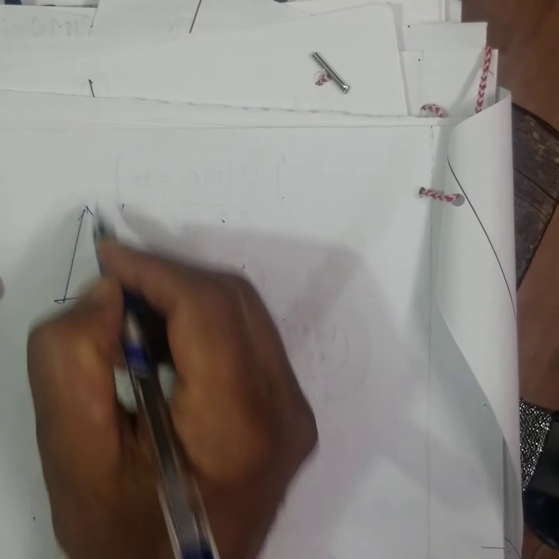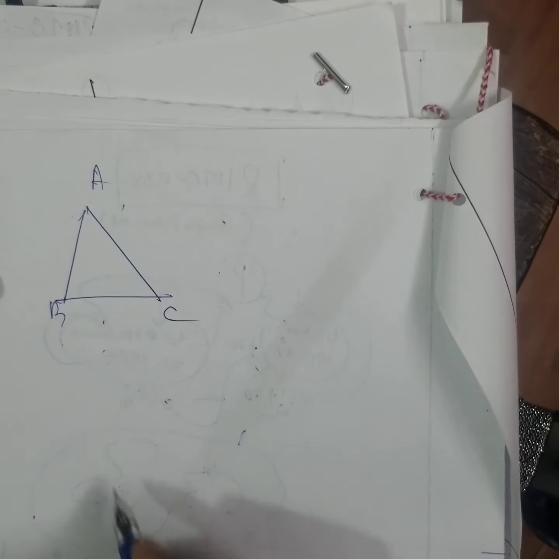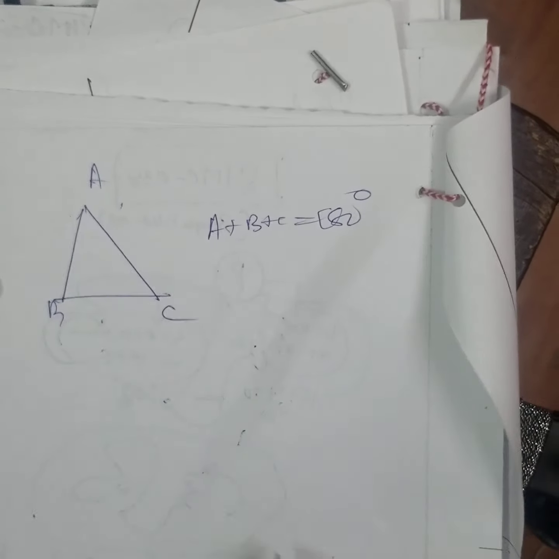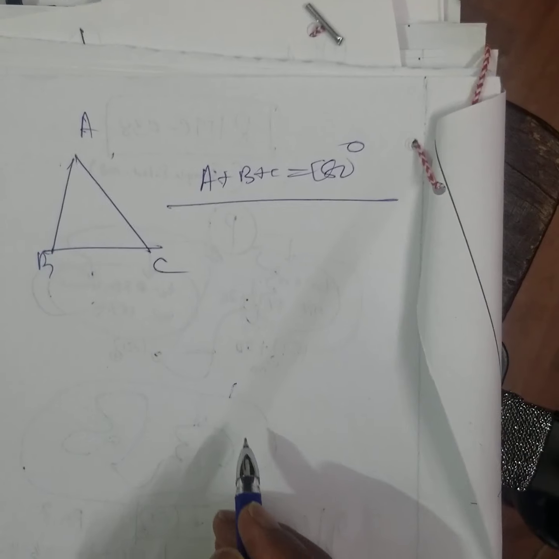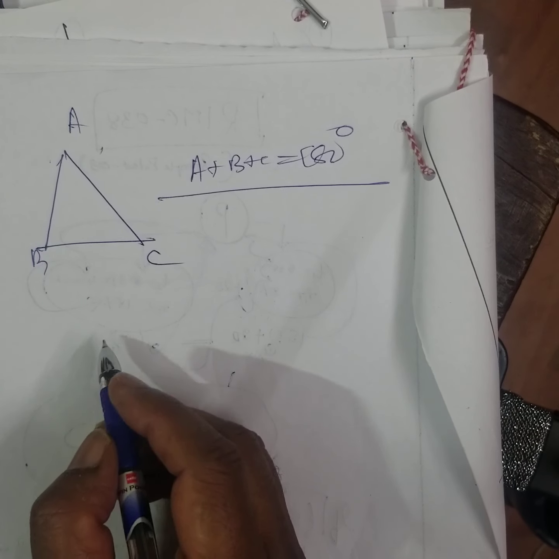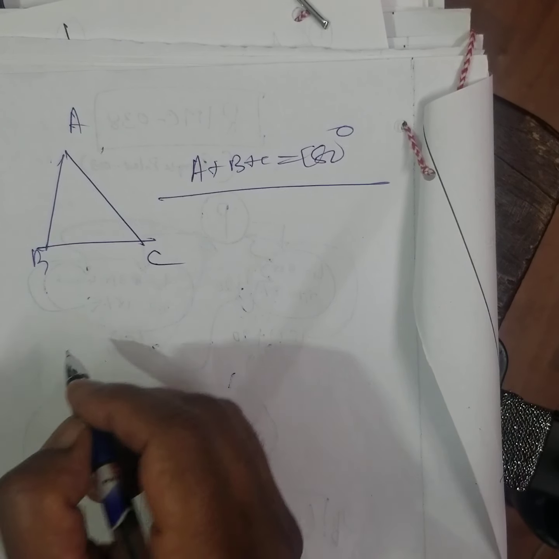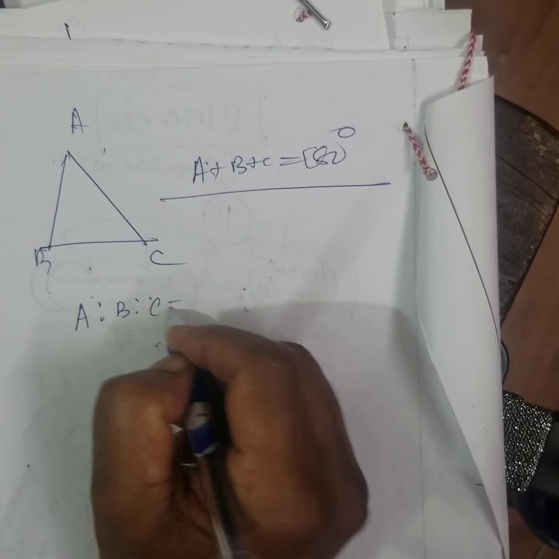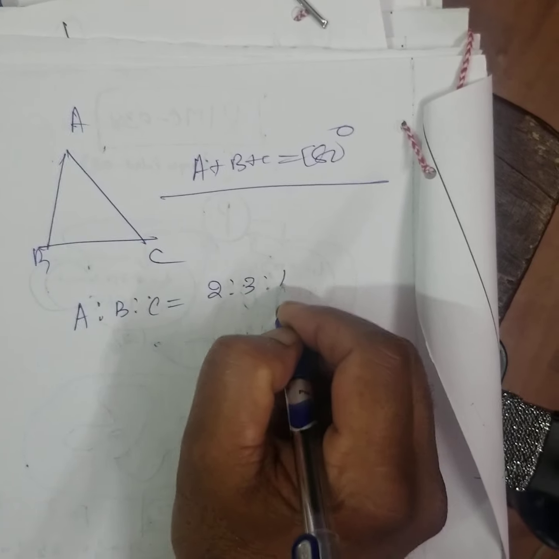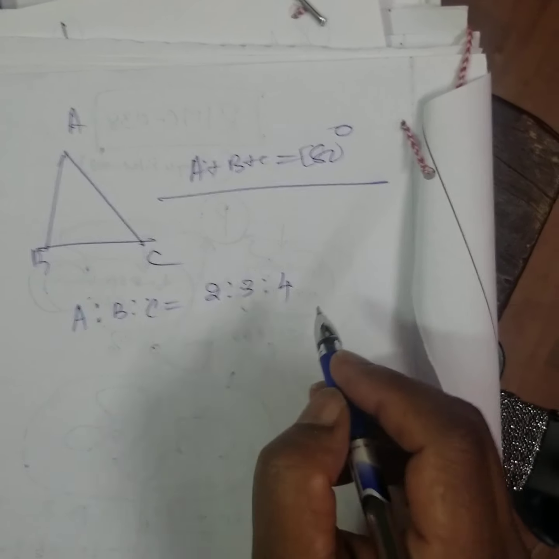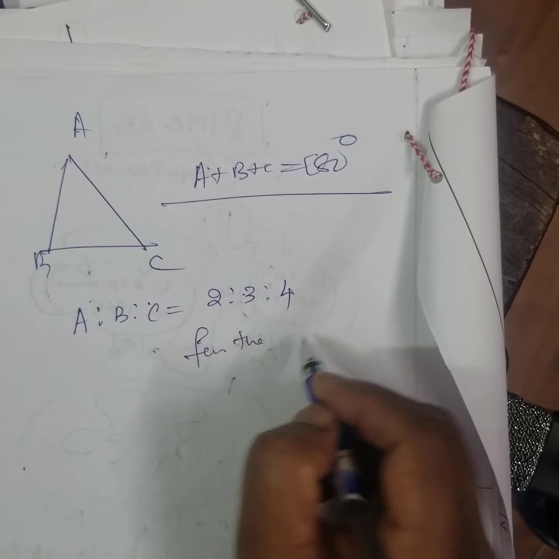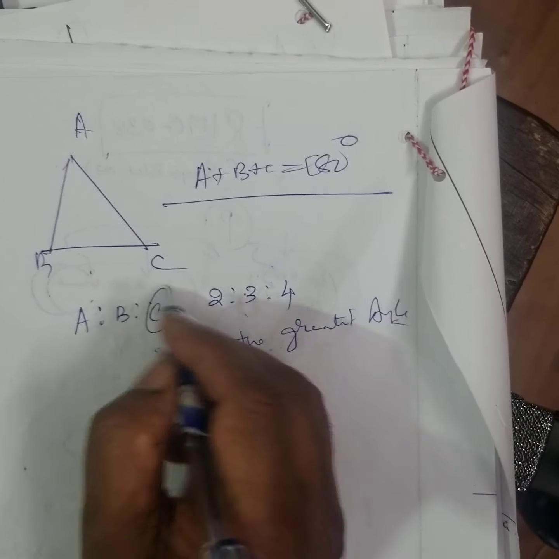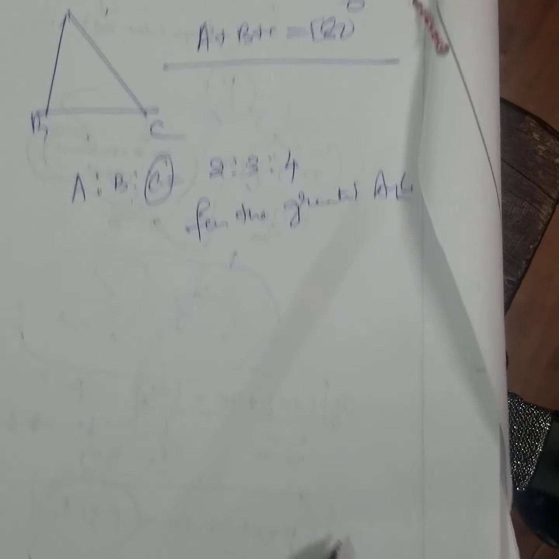There is a triangle. If you take a triangle A, B, C, you know the angle A plus B plus C is equal to 180 degree. You know this. Now they are given like this. There is a triangle in which the ratio of the angle A is to B is to C is equal to 2 is to 3 is to 4. Find the greatest angle. Which is the greatest angle? C is the greatest angle.